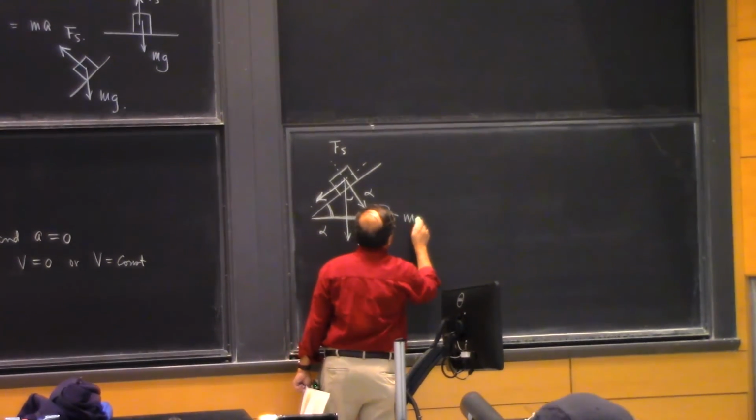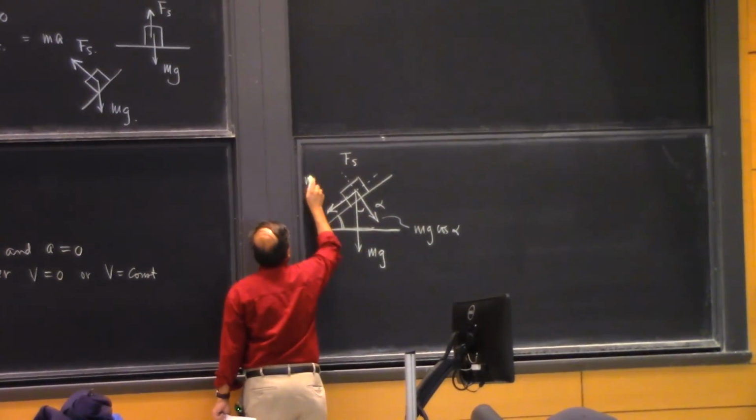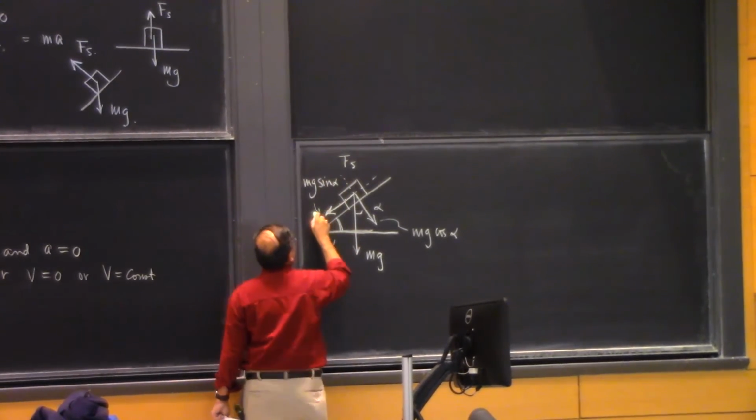First label out the forces before you forget, because chances are otherwise you'll make a mistake. So there'll be an mg cosine alpha that way and an mg sine alpha this way. So let me label it out so I don't forget. Mg cosine of alpha, and then you have mg sine of alpha here.